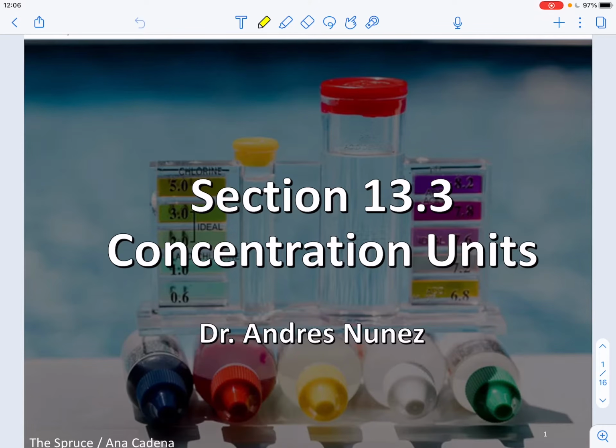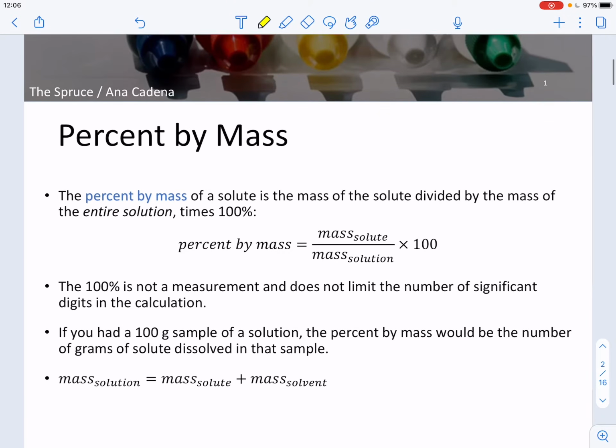This is section 13.3, which is about concentration units. And at this point, you should be familiar with molarity, which is moles over liters. But as we move forward into the semester, we need to express concentration in a few different ways. So without further ado, let's start with percent by mass.